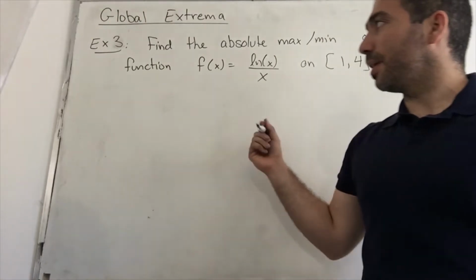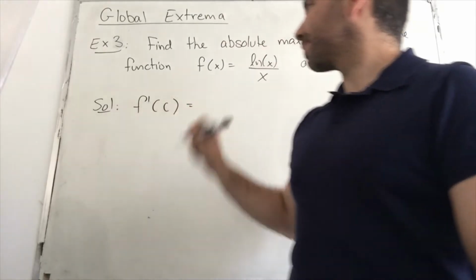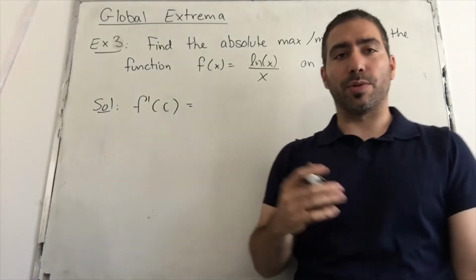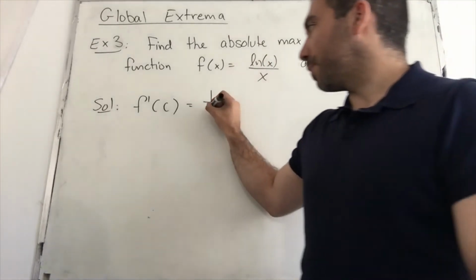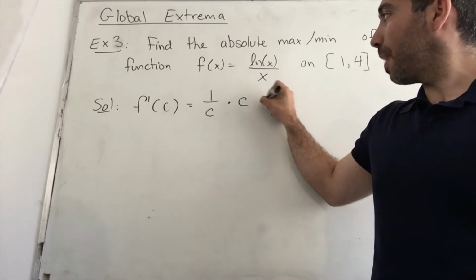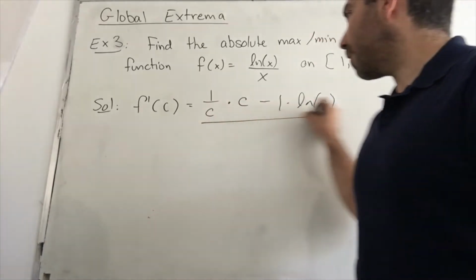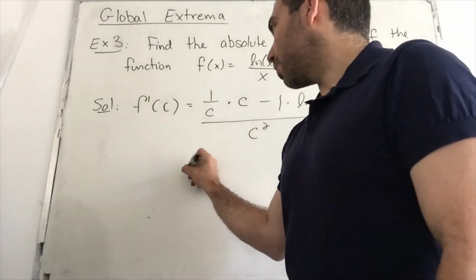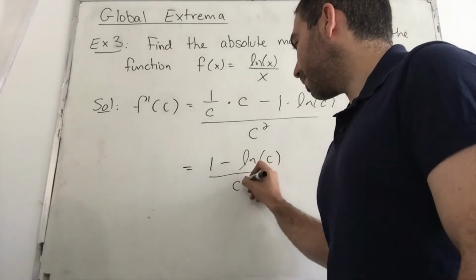So we start off by finding the critical values. So solve f prime of c. I'm just going to replace my x with c. When I'm taking the derivative, we have a fraction, so we're using the quotient rule. We take the derivative of the top: the derivative of ln of x is 1 over x, but I'm using the letter c. So 1 over c times the bottom, c, minus the derivative of the bottom, which is 1, times the top, ln of c, all over the bottom squared. So 1 over c times c cancel, leaving us with 1, minus 1 times ln of c is ln of c, over c squared.